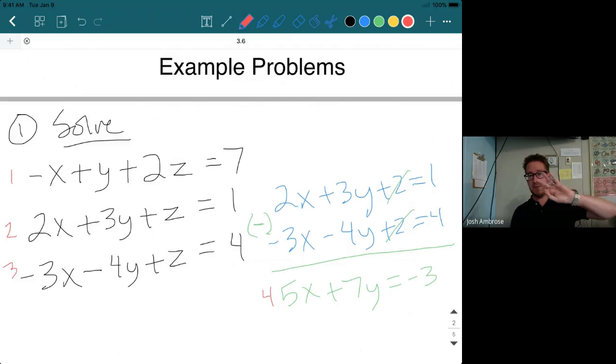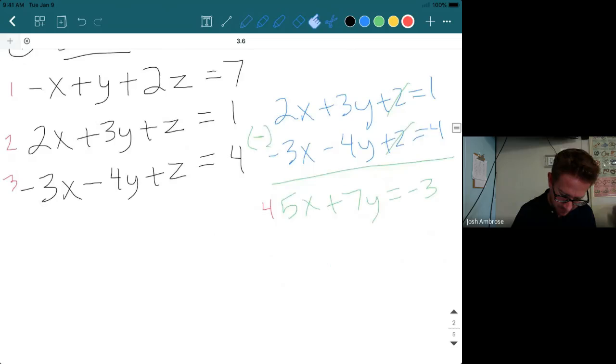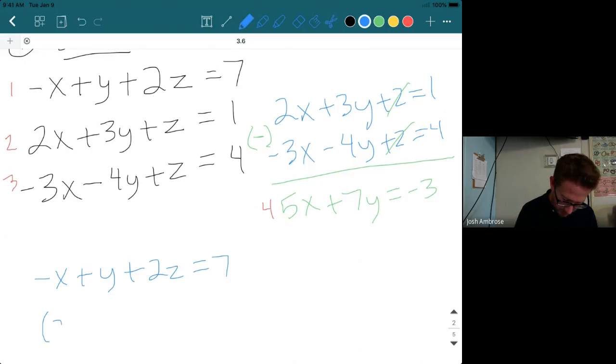Okay? So now we actually have 4 equations that we're going to be dealing with. Now what we need to do is pick the second variable that could get eliminated. And what I have chosen here is I'm going to try to eliminate z from equation 1 and equation 2. Okay, so let's get a little bit of space here. All right, so equation 1 is negative x plus y plus 2z equals 7.